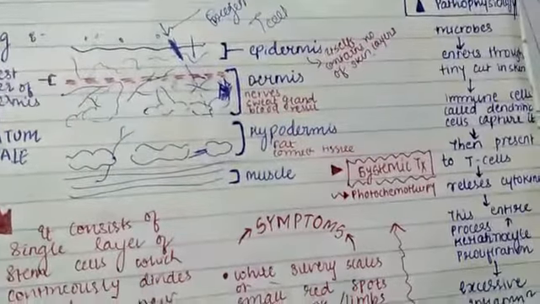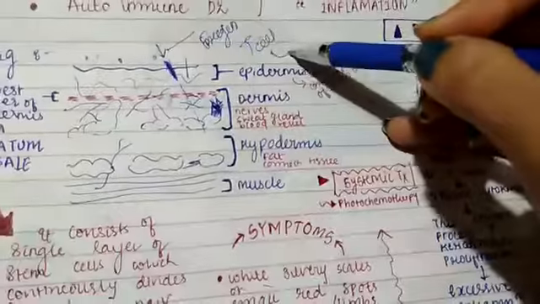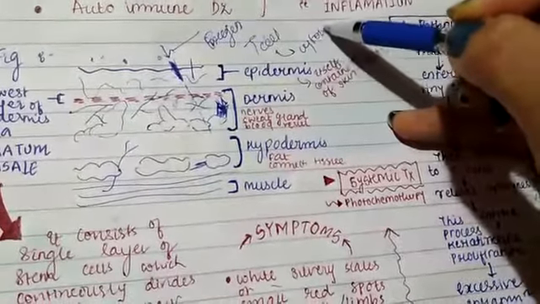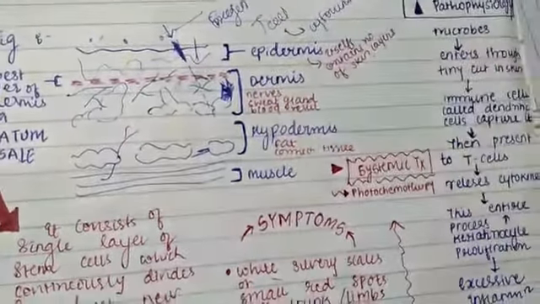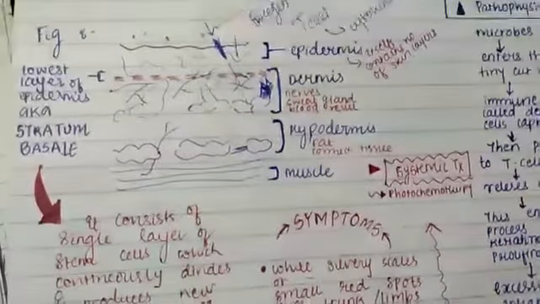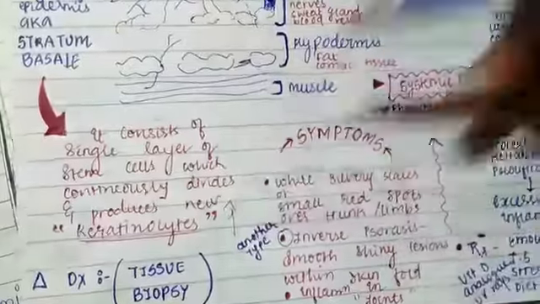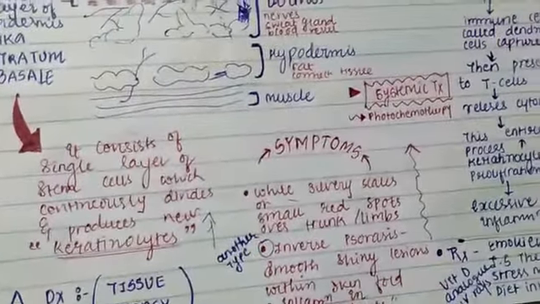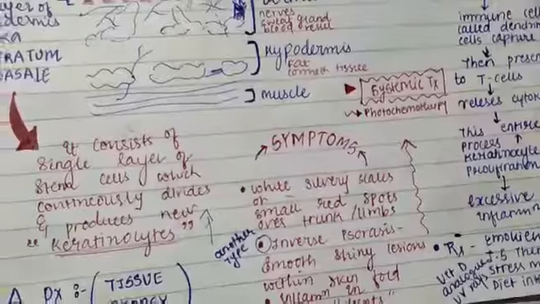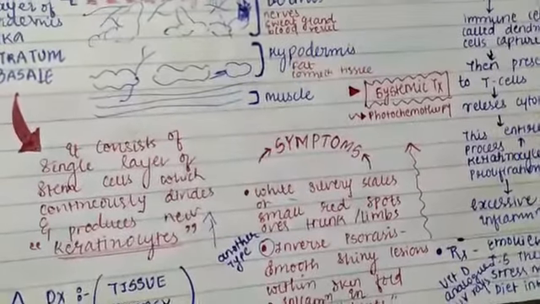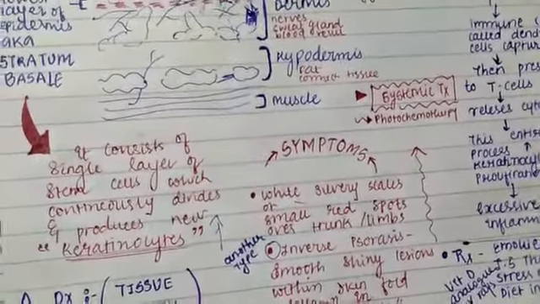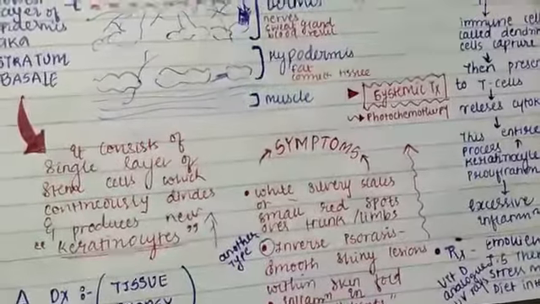What does the T cell do? It releases the cytokines. T cells release cytokines, which produce inflammation. The inflammation results in an increase in the number of keratinocytes. If there is an excessive increase in the keratinocytes, the skin gets thickened continuously.